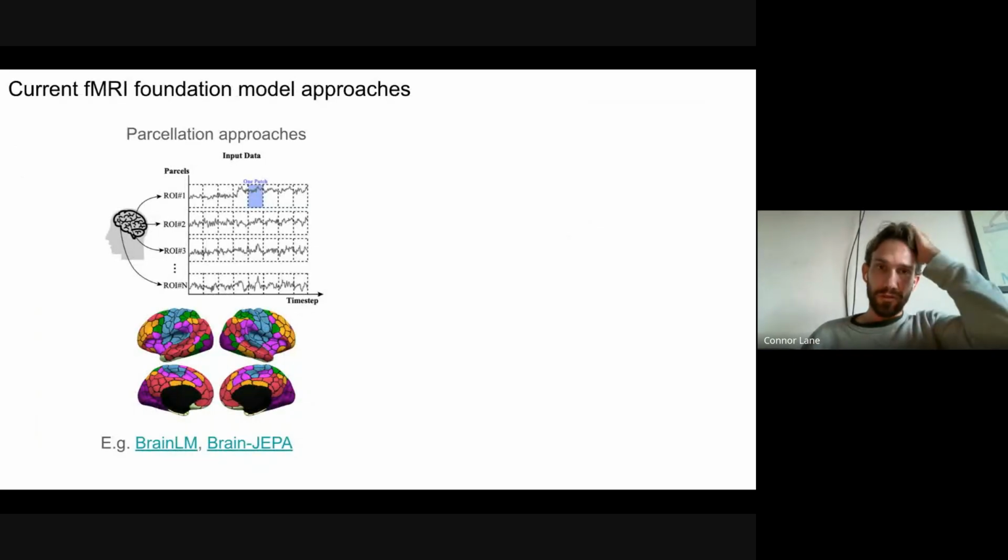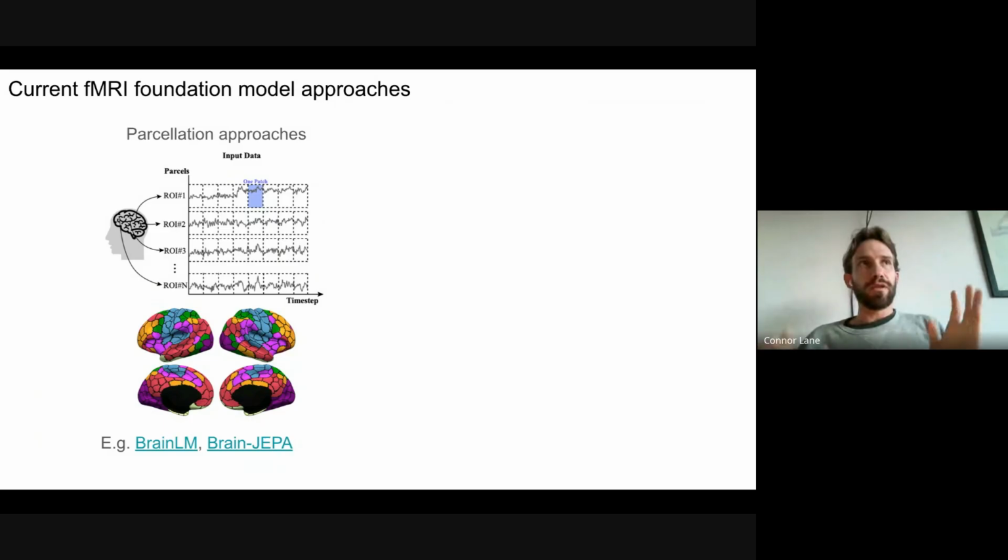Okay, so with that context in place, we can talk a little bit about the current approaches that have been tried in the past couple of years for modeling fMRI data. One of the most common approaches is what's called a parcellation-based approach. This leverages the standard brain parcellations, which have been developed in the neuroimaging community over the past 10 or so years.